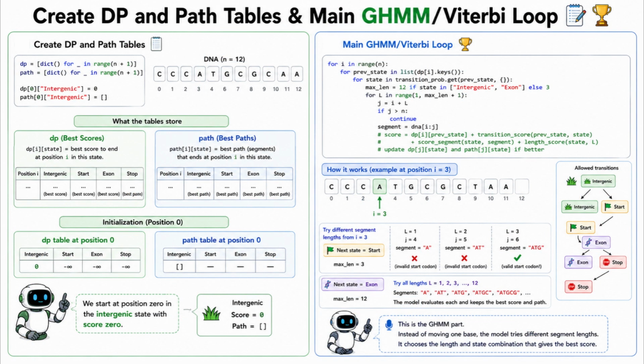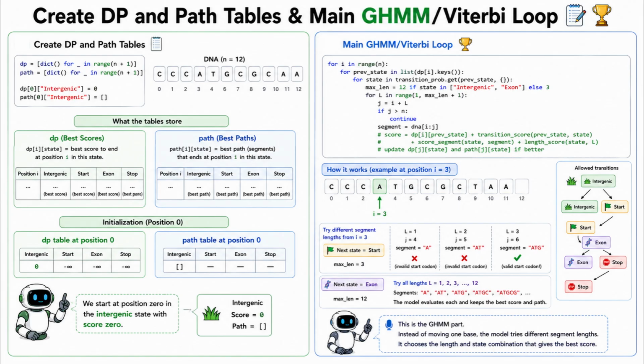Now we create 2 tables. DP stores the best score for reaching each DNA position. Path stores the actual segment path that produced that score. We start at position 0. The model begins in the intergenic state with score 0 and an empty path.